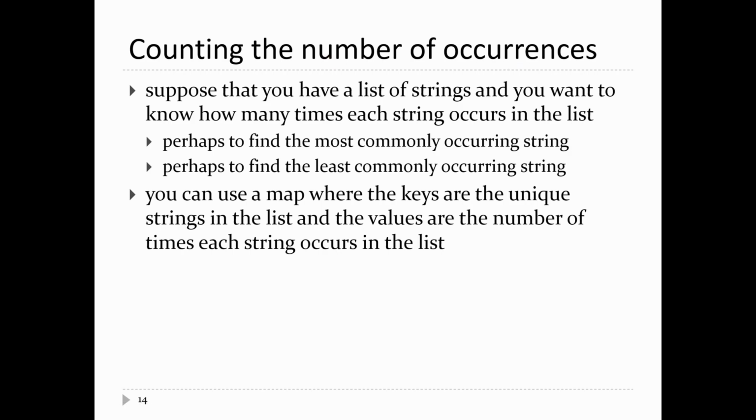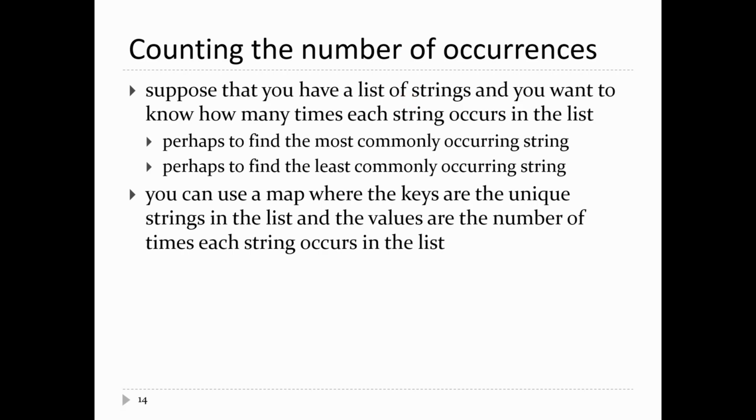All right, so a common introductory problem where a map becomes a useful thing to use is when you want to count the number of occurrences of stuff in a collection. And you don't want the number of occurrences of a particular thing, but the number of occurrences of all of the unique things in a collection. So imagine you have a list of words. Imagine you have a book and you'd like to know how many times each word occurs in this book. That is a classic example of when you'd want to use a map.